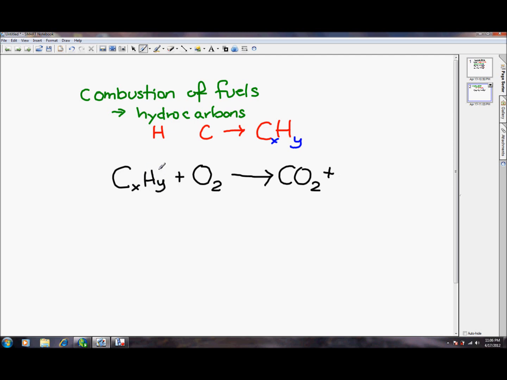The hydrogen atoms will also covalently bond to oxygen, and they will produce water. So regardless of what the subscripts are in the hydrocarbon, you'll always make carbon dioxide and water. Okay, students think this just feels too simple, but that's exactly what you need to do. Alright, so let's look at an example.